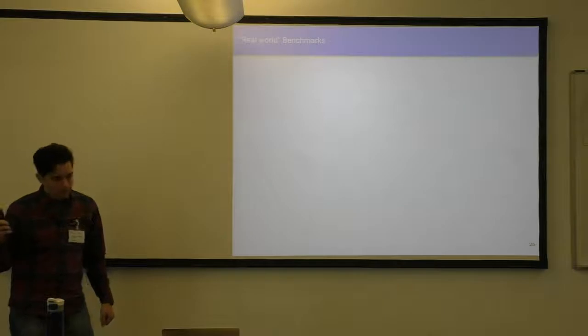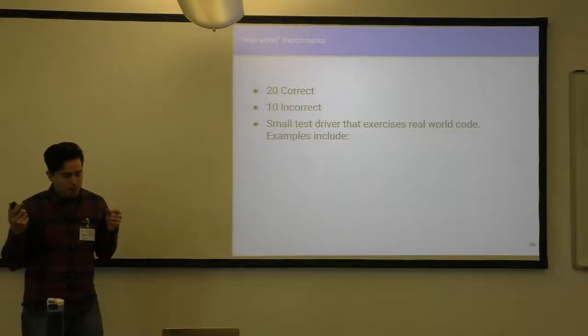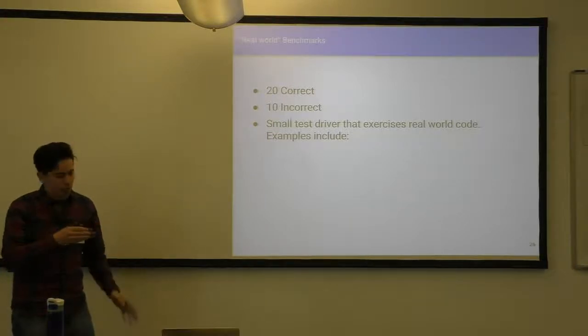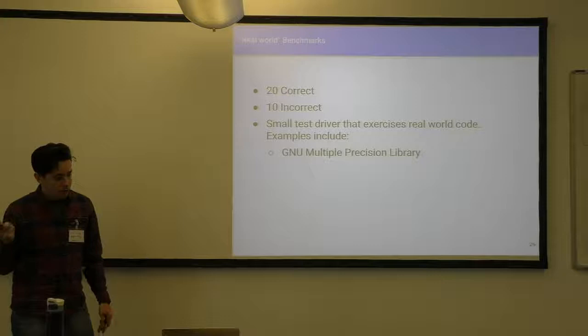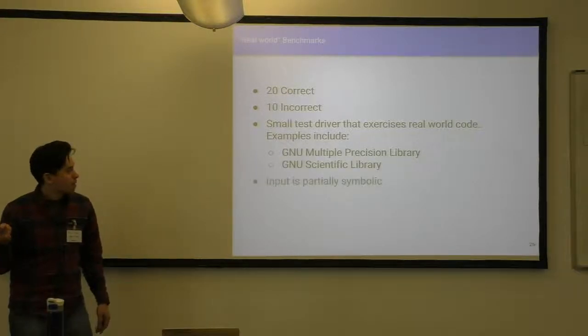So onto the real world benchmarks. We had roughly about 20 correct, 10 incorrect. The way these are written is there's a small test driver that then exercises real world code. So, for example, the GNU Multiple Precision Library and the GNU Scientific Library. For scalability reasons, the input to these programs is partially symbolic.